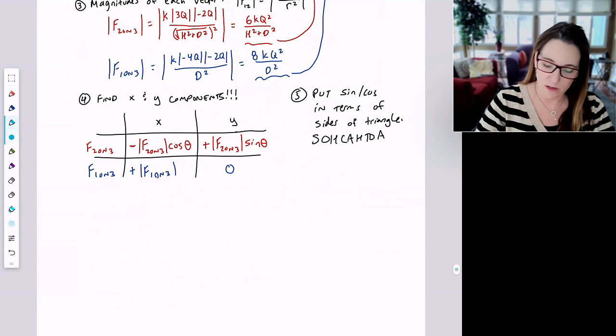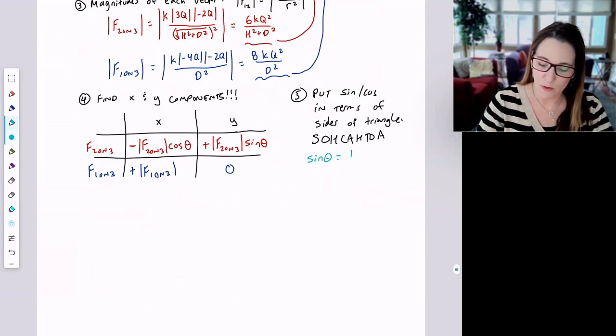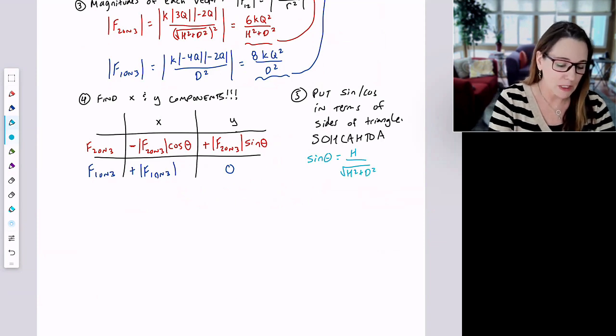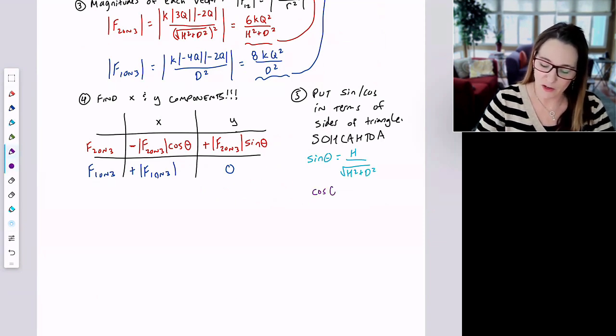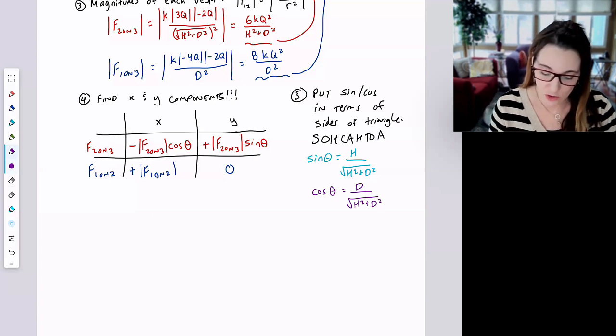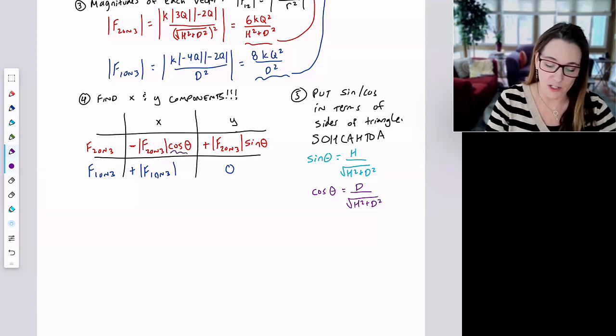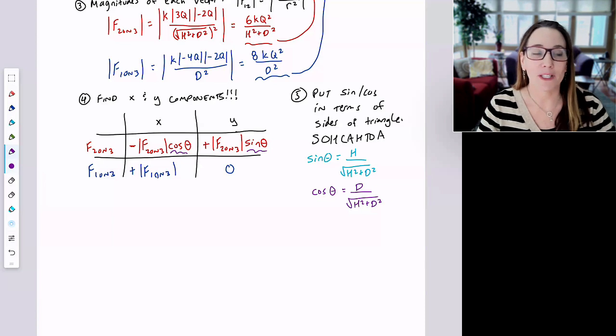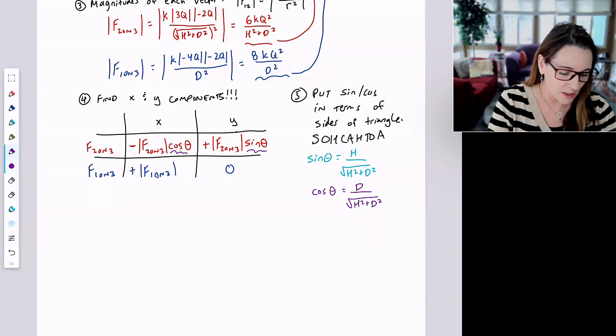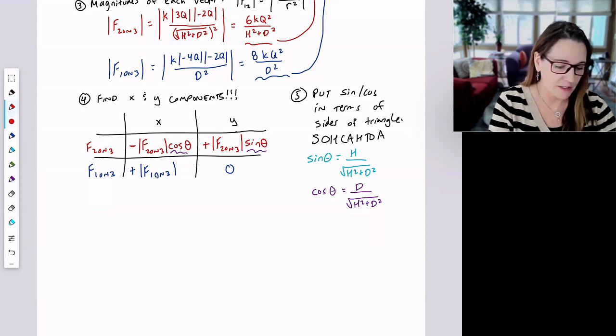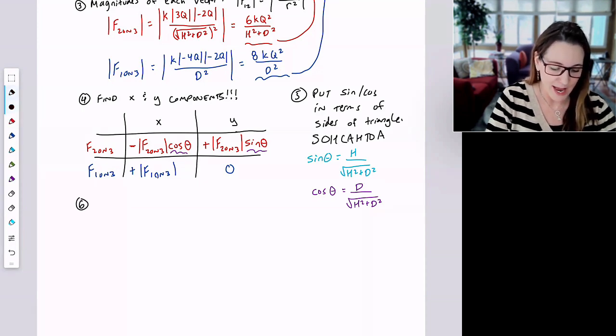And so we can say here that sine of theta is going to be equal to h over square root of h squared plus d squared. And we would see similarly that cosine of theta is adjacent, which was d, over the hypotenuse, square root of h squared plus d squared. So we can use these then for our sines and cosines in our equation, since we weren't given theta in the problem. And so then now we are simply ready to do our next step, which is to add the components. So you add your components.